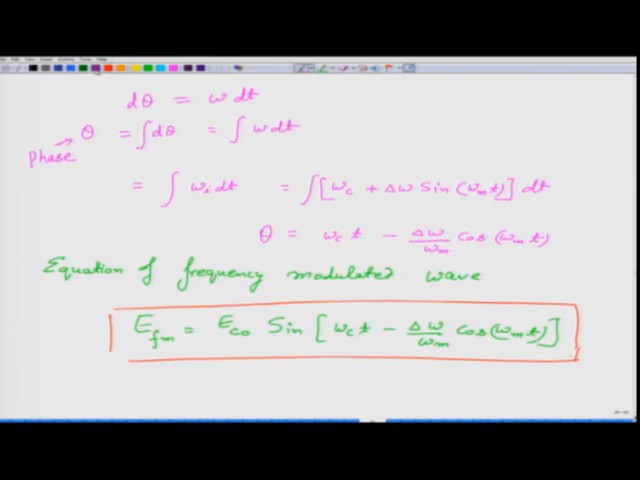We define the frequency modulation index, just like we had defined the amplitude modulation index, as delta omega over omega_m, or this can be represented as delta f over f_m. So, that is the mathematical representation of a frequency modulated wave.